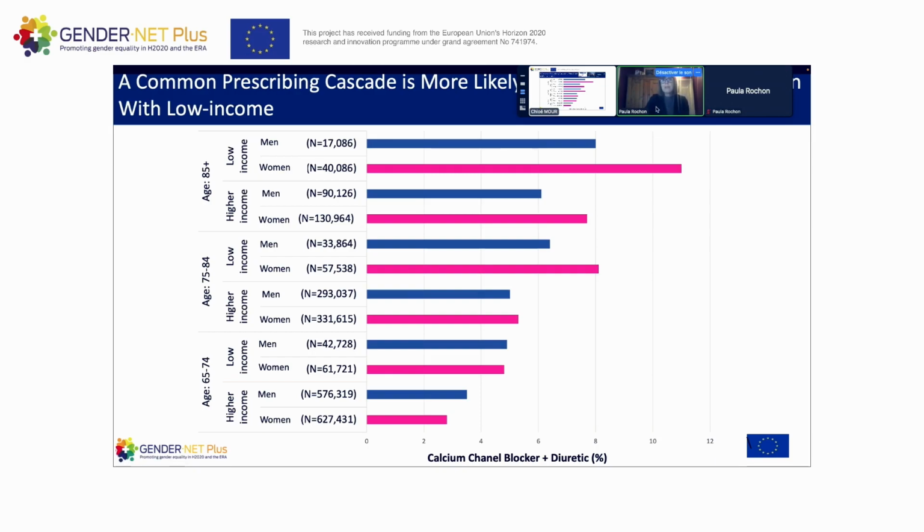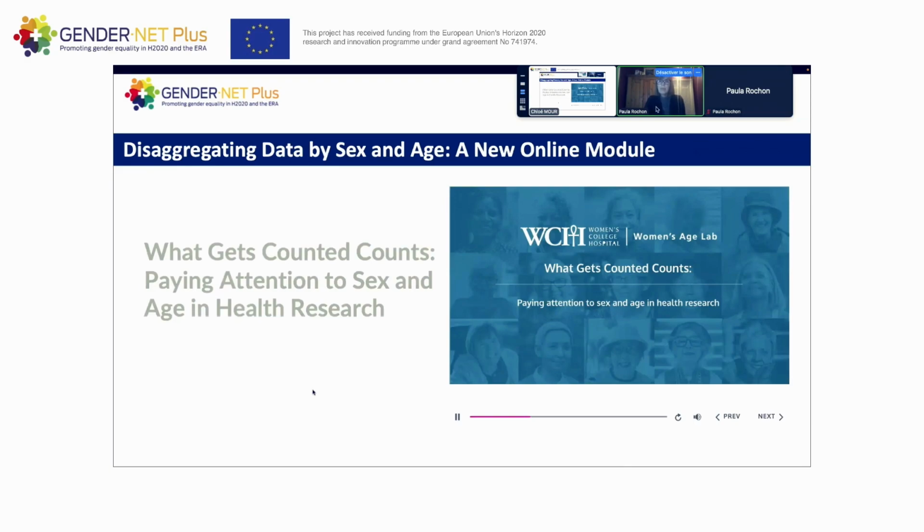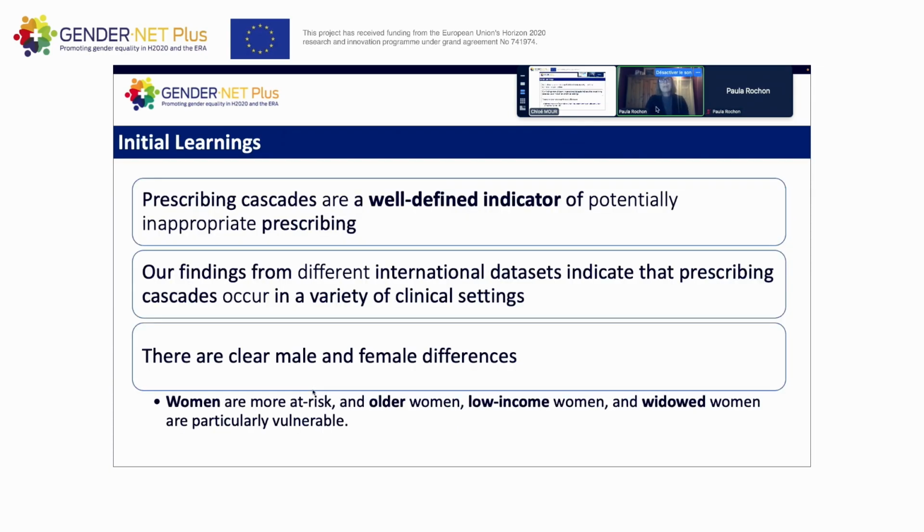So a lot of different pieces happening here. We, as our team, created a very helpful module called What Gets Counted Counts. And it's to help people think about the importance of paying attention to sex, gender, and age in health research and how you would go about doing that. So here's some of our initial learnings.